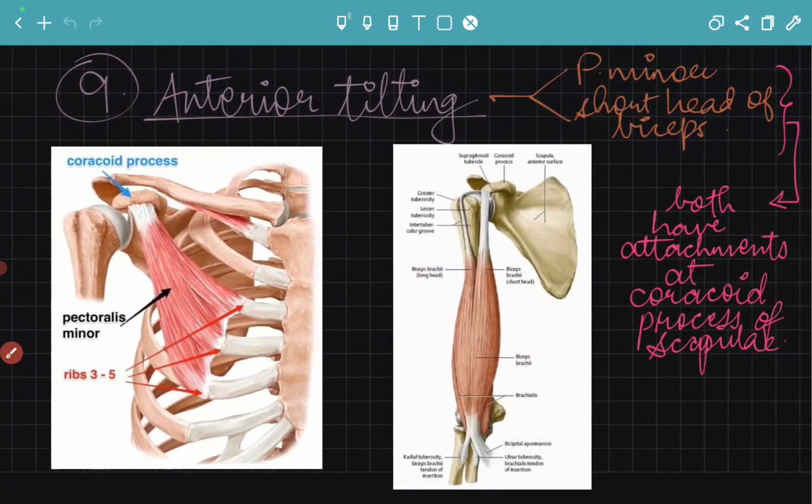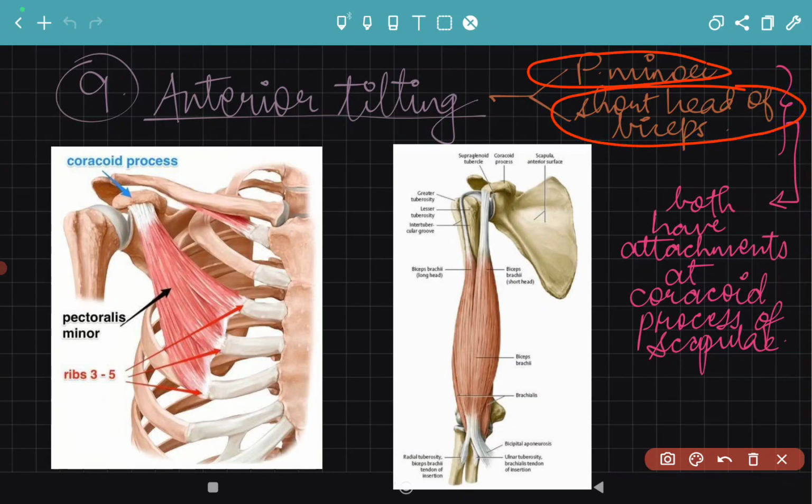Now comes the anterior tilting of the scapula. Here there is one interesting thing. Two muscles are involved in anterior tilting: pectoralis minor and the short head of biceps. Both of them, pectoralis minor as well as the short head of biceps brachii, have attachment at the coracoid process of the scapula.